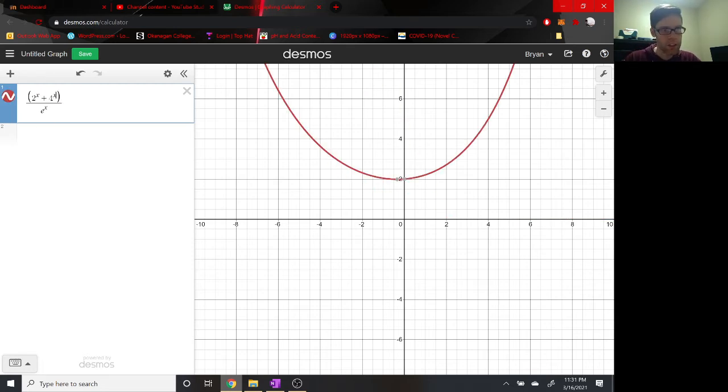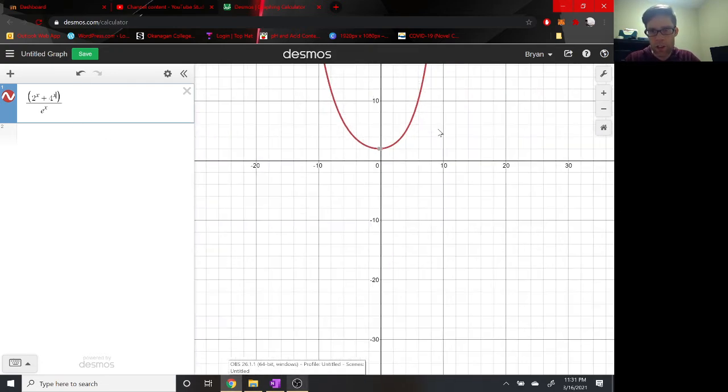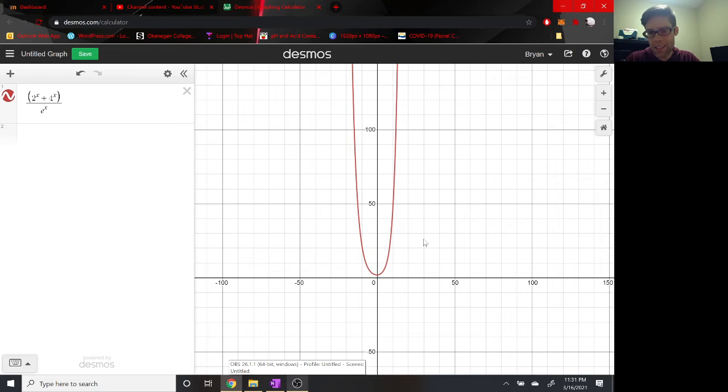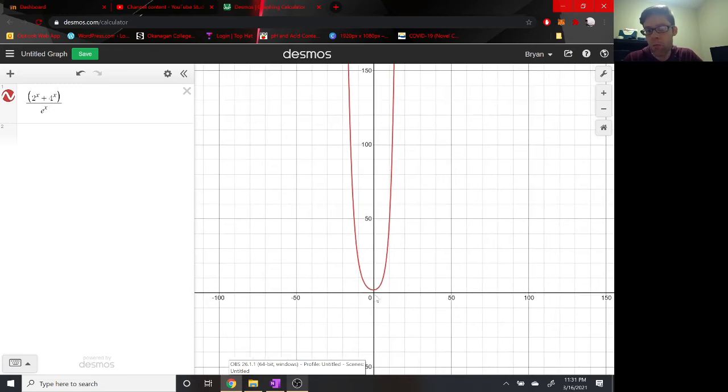So here is that function, 2 to the n plus 4 to the n over e to the n. And if we zoom out, we can see that this is a little kind of parabolic in nature. But certainly as x gets big, this function is blasting off to positive infinity. So in other words, we can think about it this way: the numerator is growing much faster than the denominator is.